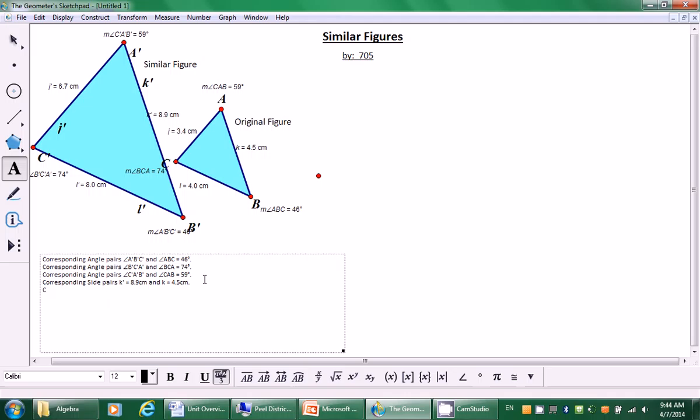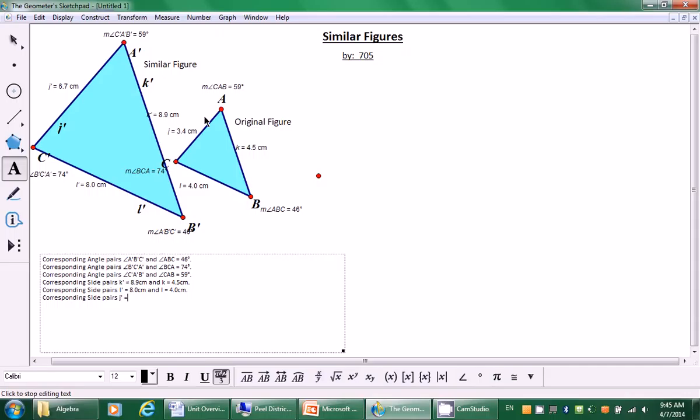Let's go to the next corresponding side pair. In this case, how about we use the L's? L prime equals 8.0 centimeters, and L equals 4.0 centimeters in my case. And then the last corresponding pair, I'll use J prime and J.